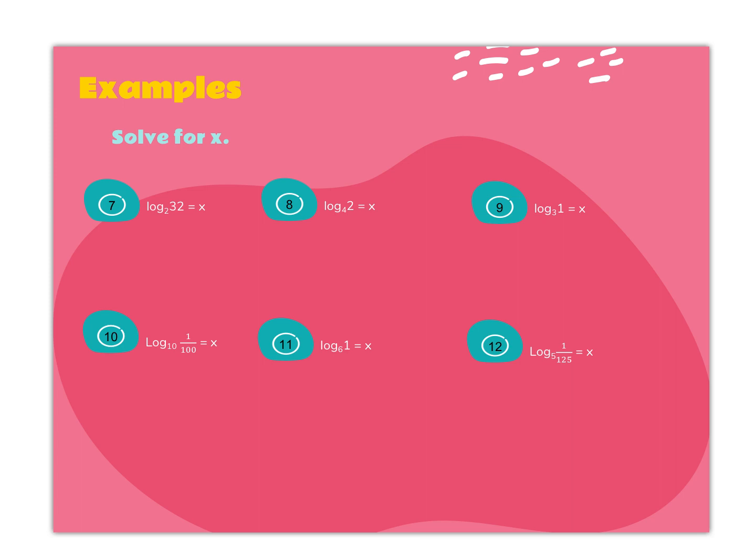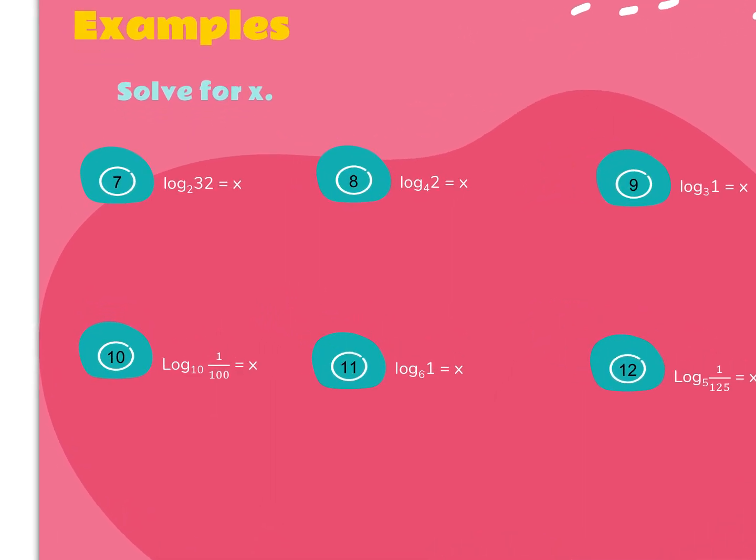A lot of those properties are not going to be utilized in these first several problems. Here, we're just solving. So here we have a base of 2 raised to the x power equals 32. Now, a lot of you at this point already know that 2 to the 5th power is 32. So x must be 5.